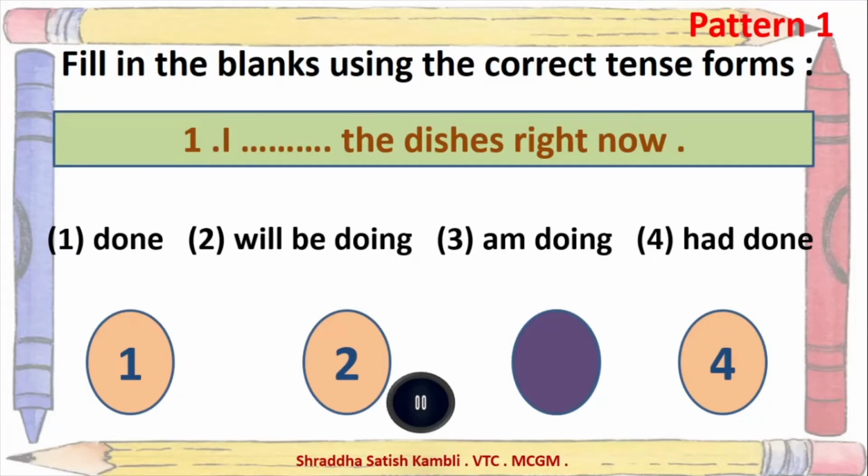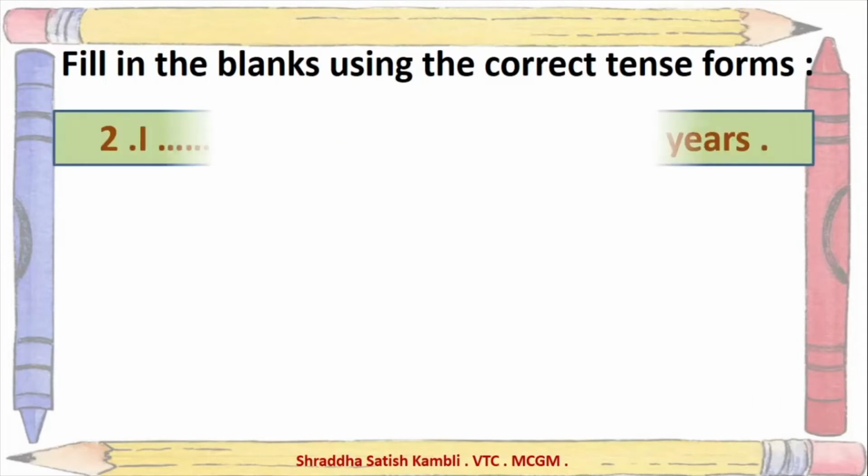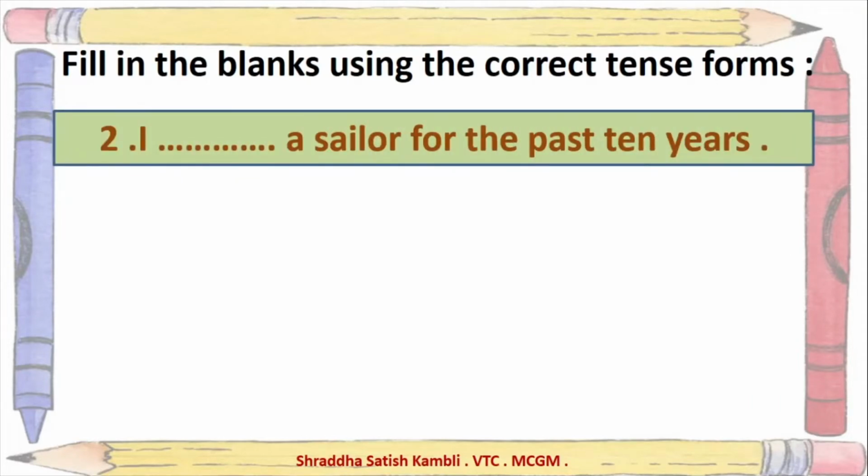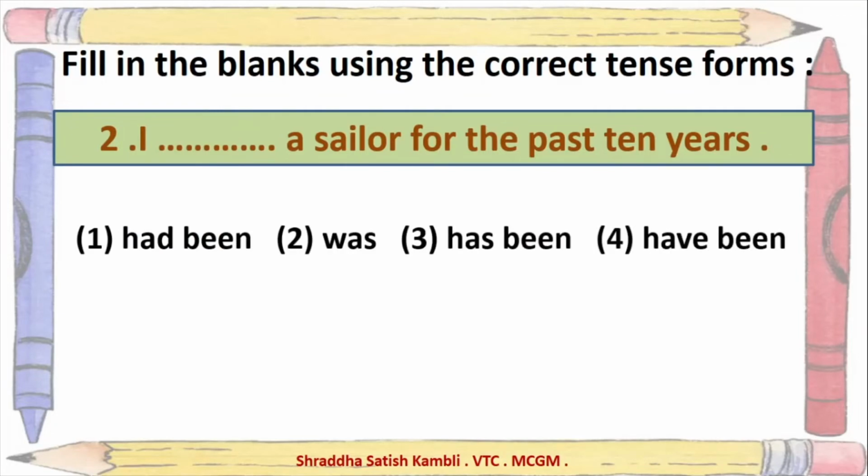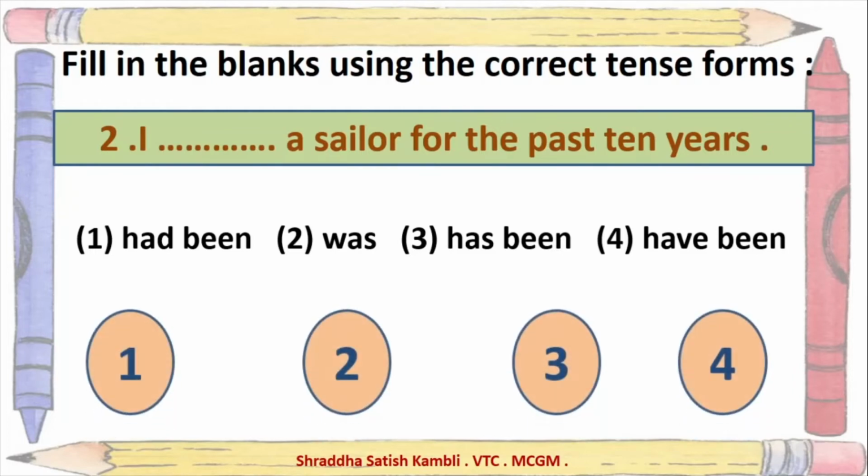Okay, moving on. Let's go to question number 2. I dash a sailor for the past 10 years. Alright, what are the options? I had been a sailor. I was a sailor. I has been a sailor. I have been a sailor. So what is the correct answer? Is it 1, 2, 3 or 4? Again, put on your thinking caps. Your time starts now.